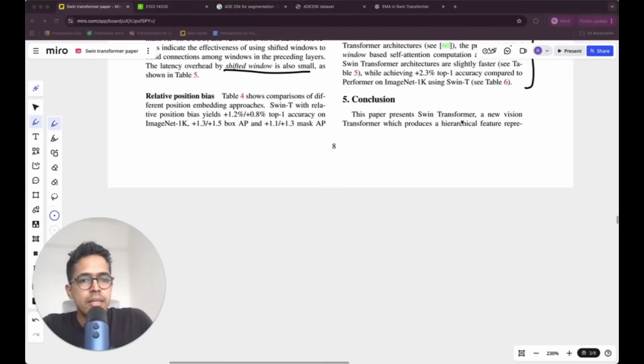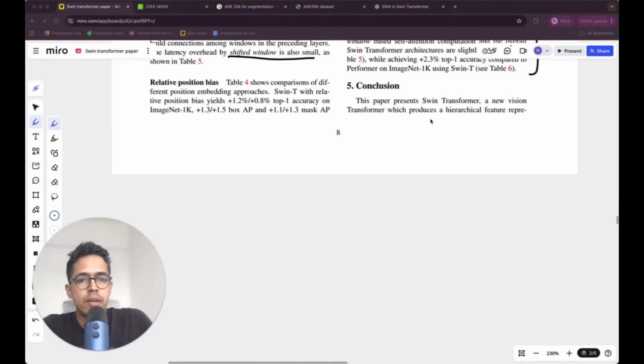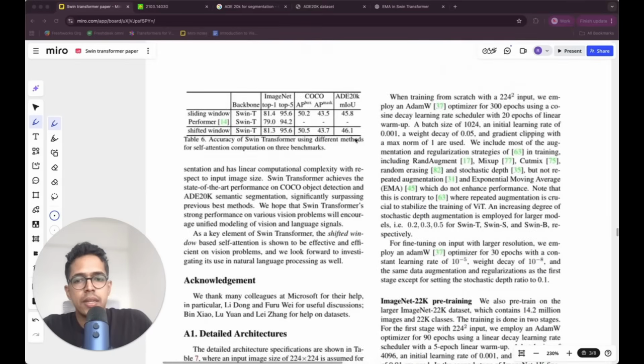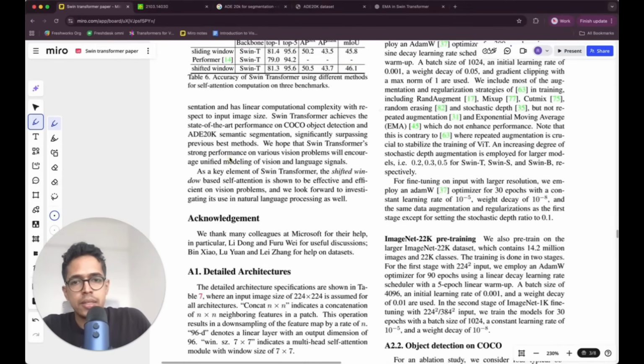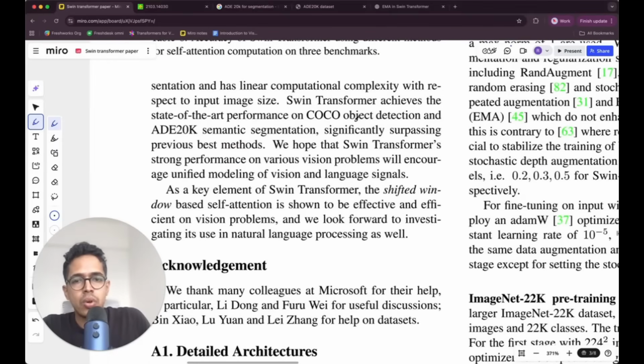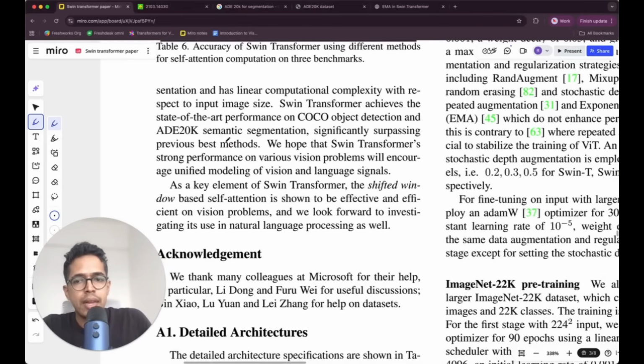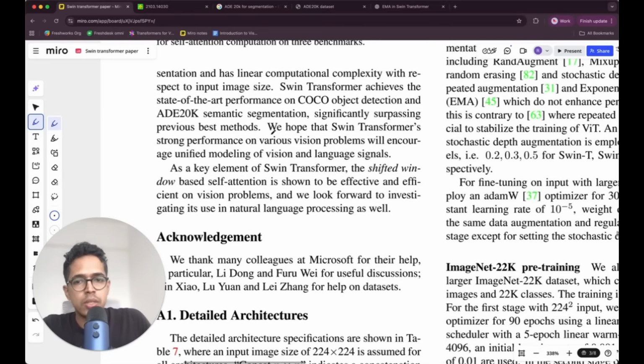Conclusion. This paper presents Swin Transformer, a new vision transformer which produces a hierarchical feature representation and has linear computational complexity with respect to image input size. Swin Transformer achieves state-of-the-art on COCO and ADE20K, significantly surpassing previous methods. We hope that Swin Transformer's strong performance on various vision problems will encourage unified modeling of vision and language signals. As a key element of Swin Transformer, the shifted window-based self-attention is shown to be effective and efficient on vision problems, and we look forward to investigating its use in NLP as well.